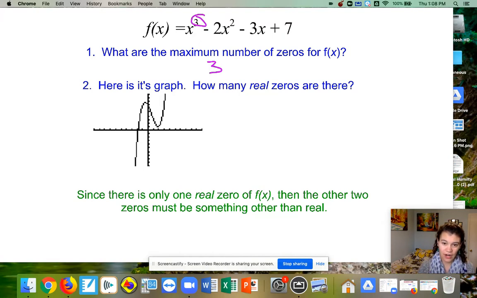If we look at this graph, how many real numbered zeros are there? Well, it only crosses the x-axis once, so there's only one real zero. But the other two have to exist. They have to be there and be something. So it has to be something that's not real, or imaginary.